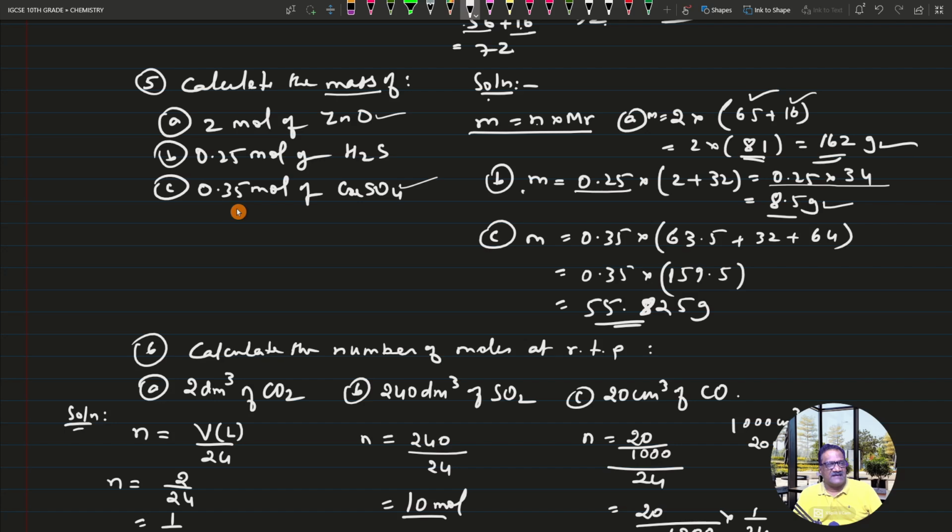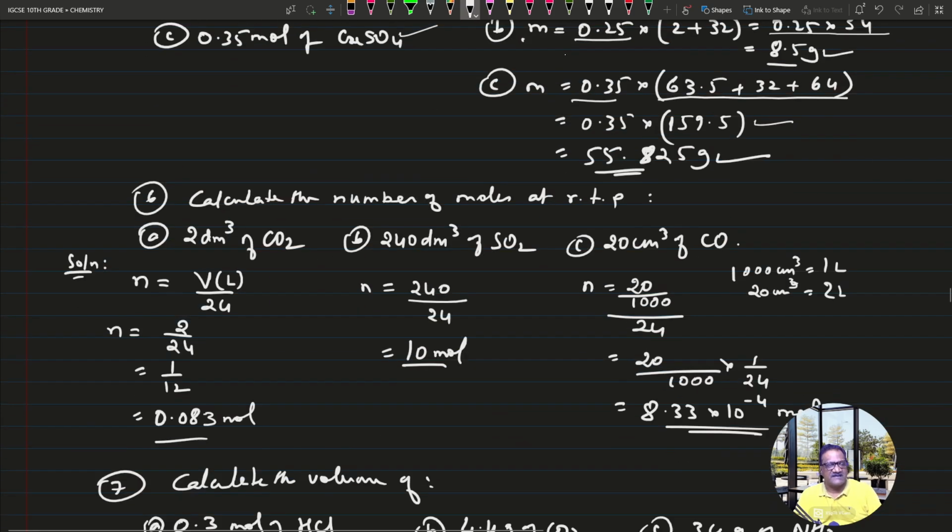C is 0.35 mole of copper sulfate. So M will be equal to 0.35, that is N, multiplied by the Mr of CuSO4. Now Mr of CuSO4 will be this. For Cu you will take 63.5, for sulfur you will take 32, and for 4 oxygen you will take 16 into 4, that is 64. When you add up all these three, you will get 159.5. That multiplied by 0.35 will give you 55.825 grams. So this is the answer for C.